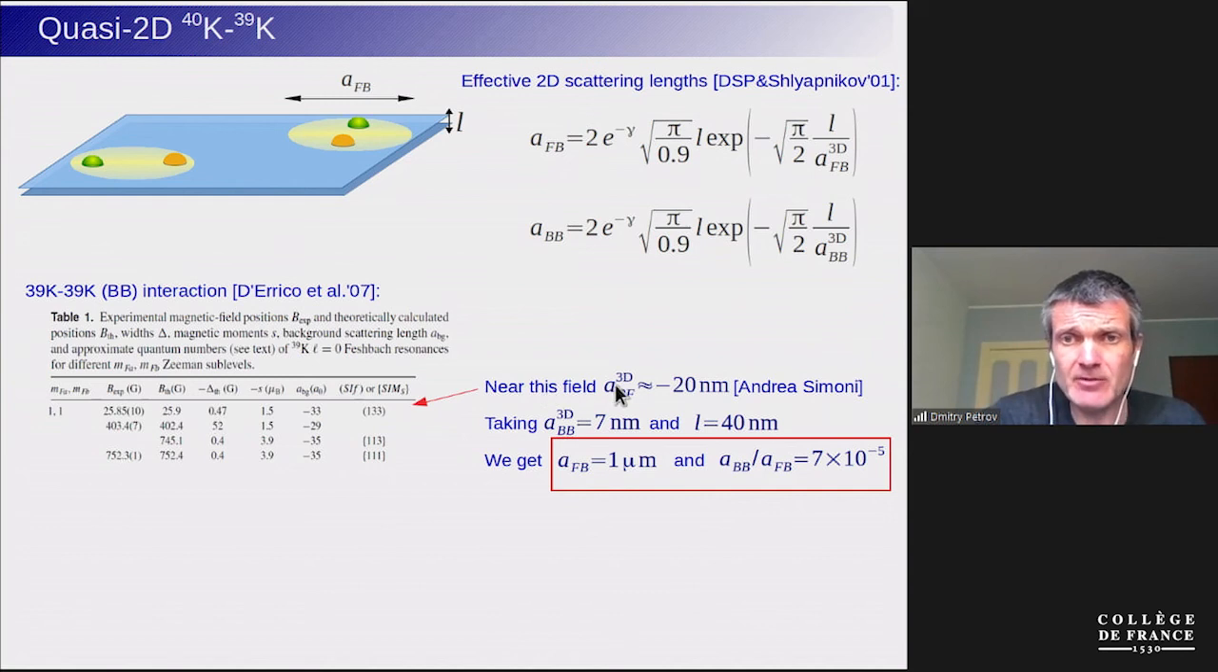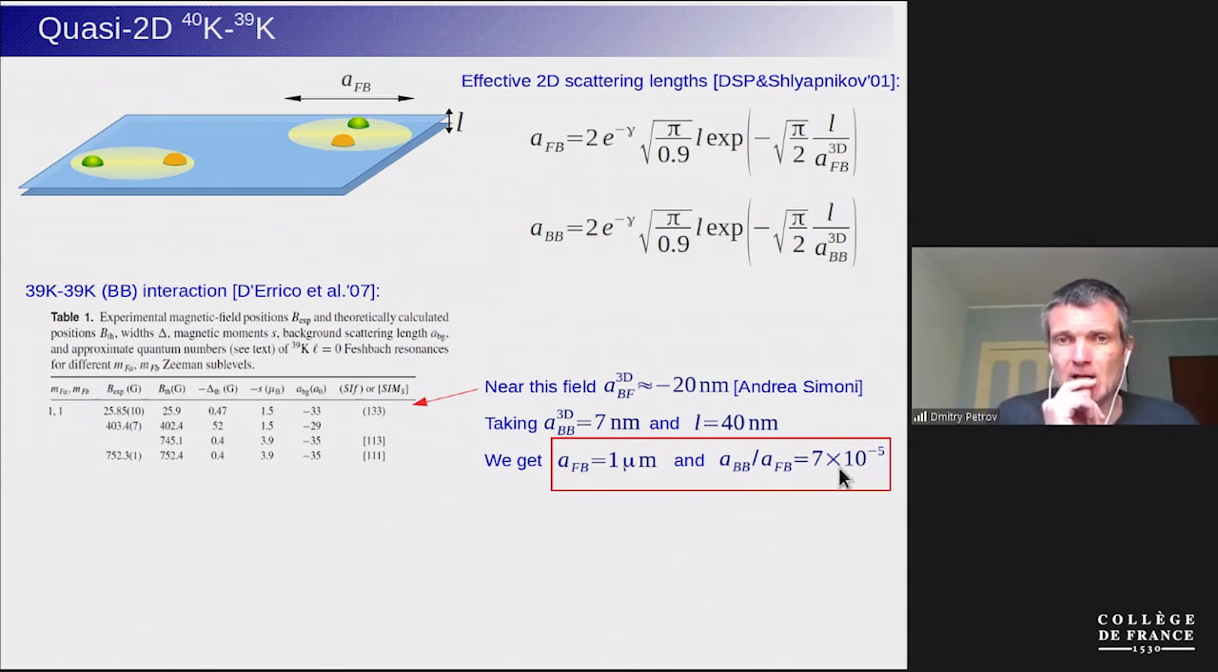Near this field, the Fermi-Bose scattering length is minus 20 nanometers, thanks to Andrea Simoni, who showed me this number. We can tune the Bose-Bose scattering length as we like, and we need something about 7 nanometers, plus or minus, I don't know, 1 nanometer. If we squeeze the system with a confinement of 40 nanometers, we obtain a Fermi-Bose molecule of 1 micron size, and A_BB over A_FB is 7 times 10 to the minus 5.